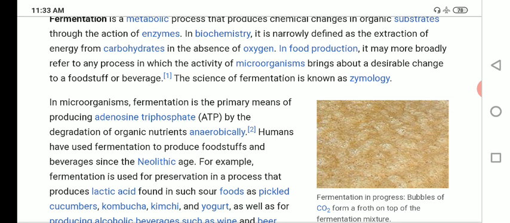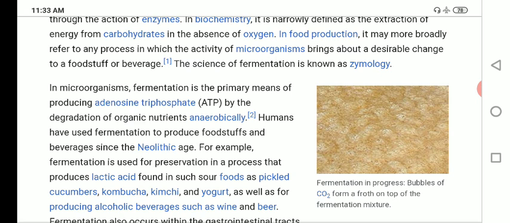In microorganisms, fermentation is a primary means of producing ATP by degradation of organic nutrients anaerobically. When most microbes respire anaerobically, this anaerobic respiration process is sometimes known as fermentation, and the microbes that carry out this process are known as anaerobic microbes. They carry out anaerobic respiration basically to generate adenosine triphosphate, which is a source of energy for those microbes.